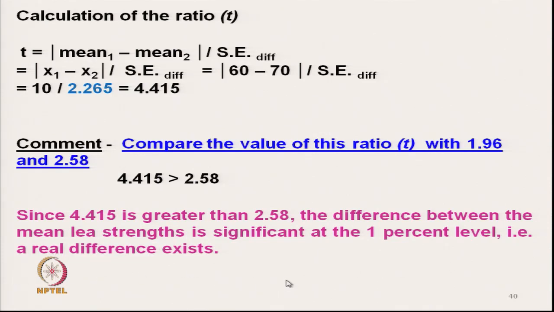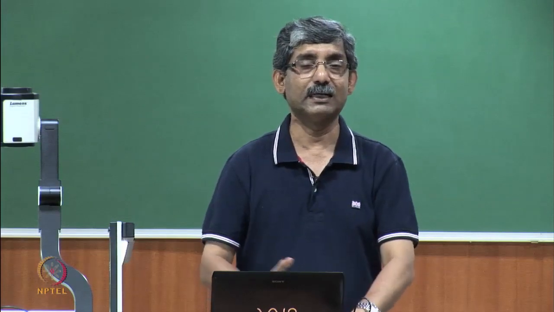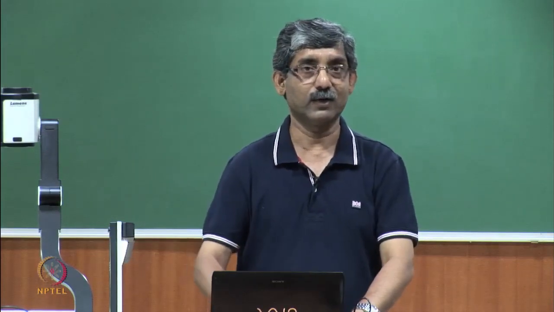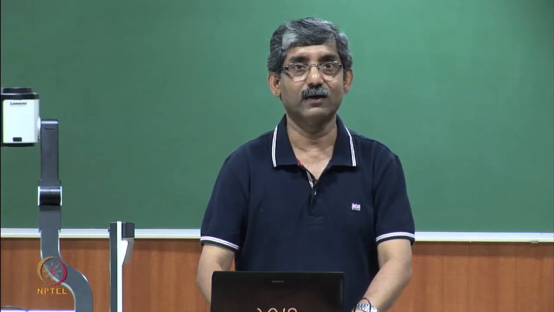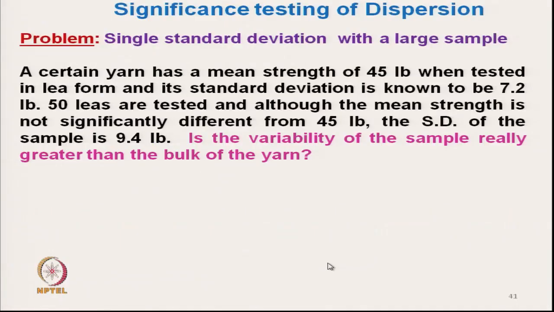So in this case, our decision would be that we must reject yarn A, which is of 60 strength. Yarn A we can reject, and we can retain yarn B. Okay. So this is about the significant difference in mean. Real difference is there. In the next segment, we will discuss the significance testing of dispersion.